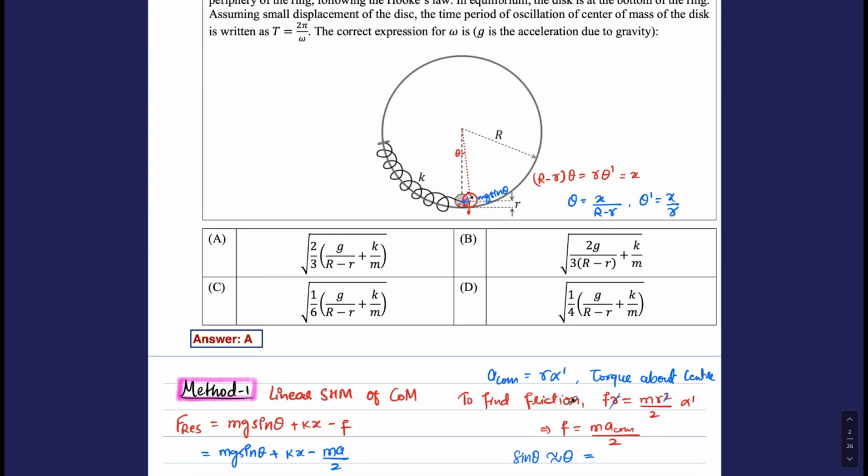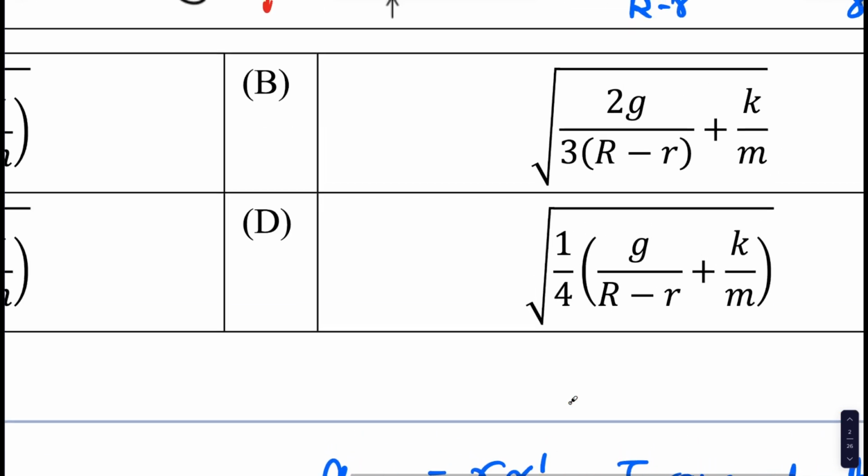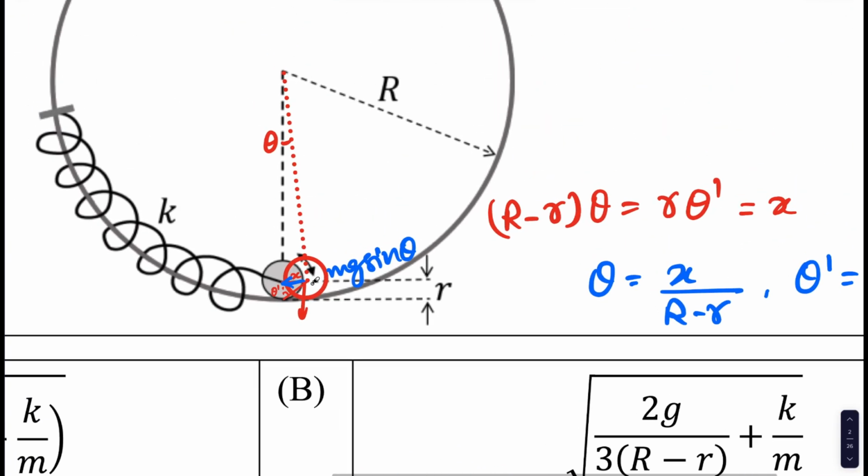Now angular SHM, as I said, can be seen about the center of mass if you make the center of mass the frame. Or if you are seeing from the ground frame, then about the bottommost point also, a purely rolling object performs pure rotation. It means about this point also, this diameter basically oscillates like this. This is the equilibrium position, and it oscillates like this. And already I have told you what theta dash and theta mean here and what the relation between them is.